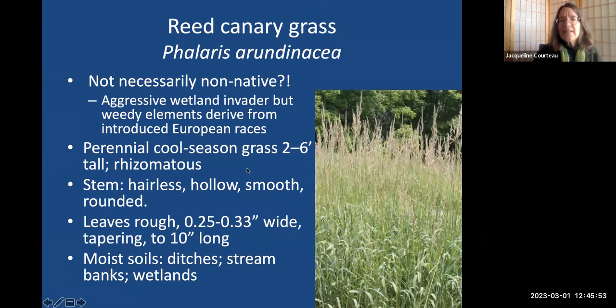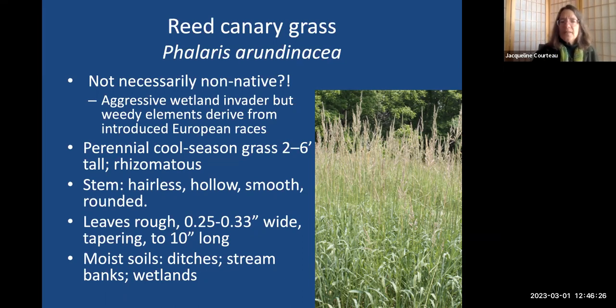Reed canary grass, Phalaris arundinacea. I was gobsmacked to read that in the latest edition of Michigan Flora, this is no longer considered non-native. It's considered an aggressive wetland invader, but it's native, but it has hybridized with weedier species or types that were brought in from Europeans. So it's considered to have weedier races.